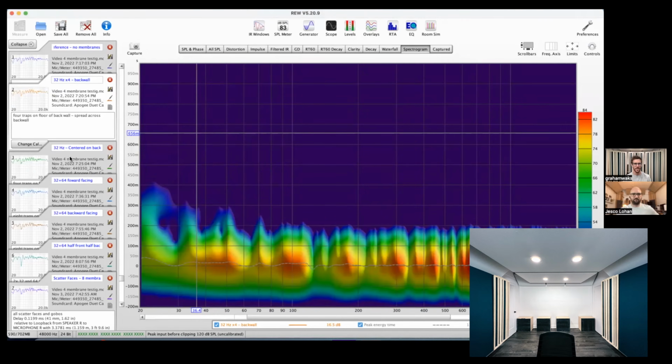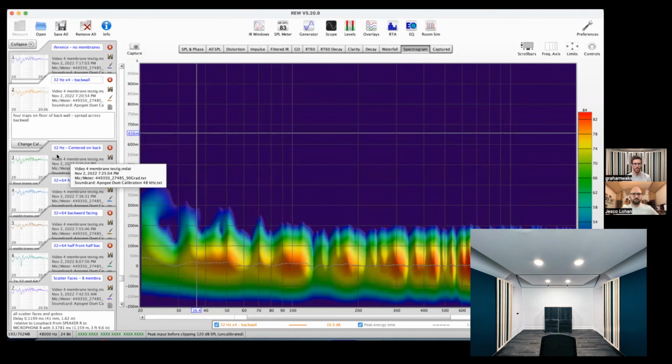The next measurement was the same 4 32 hertz membrane traps, but now they're all centered on the back wall, stacked two high directly in the middle of the room.